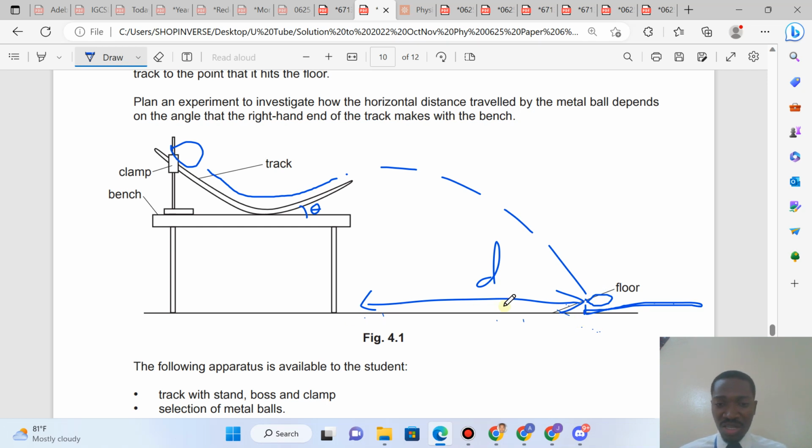Then you measure the distance from where the ball takes off to where the ball lands. You measure the horizontal distance. That's all. So you measure the distance, then you take note of the angle of this right hand side of the track. Okay, the angle.